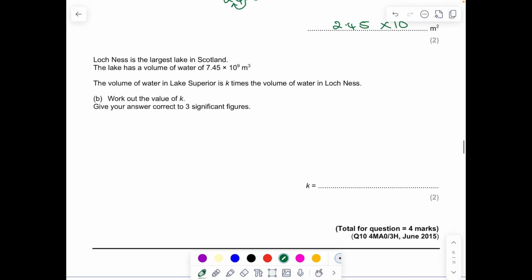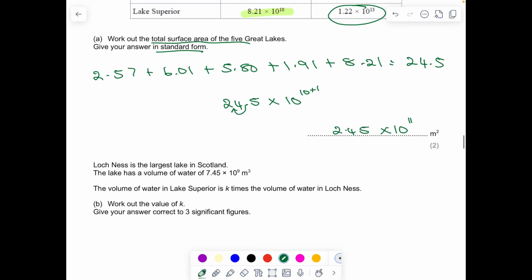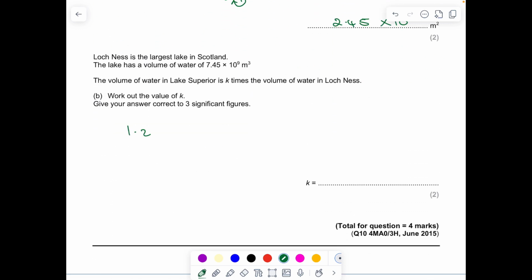Here, we know that the volume of water in Lake Superior is K times the volume of water in Loch Ness. So Lake Superior is 1.22 times 10 to the power of 13. And we're going to divide it by the volume we get for Loch Ness, which is 7.45 times 10 to the power of 9. The big numbers do as normal. You can just do it on your calculator.